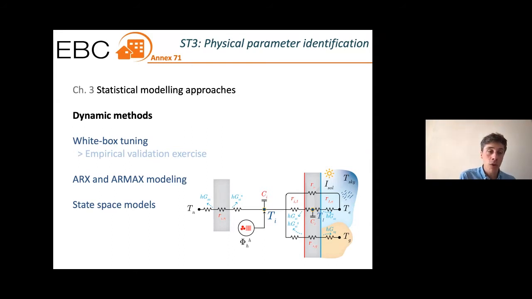We look mostly at the ARX and RMAX modeling, so black box modeling. It's a purely statistical method that comes up with some parameters, and in the next step we can compare them to physically relevant parameters. The state space models, finally, are interesting in that they are a direct translation of physically relevant parameters into a simplified model. You see an example of that at the bottom right of the slide.